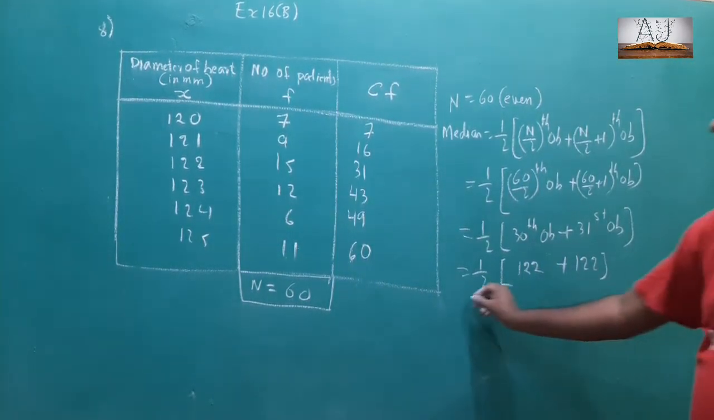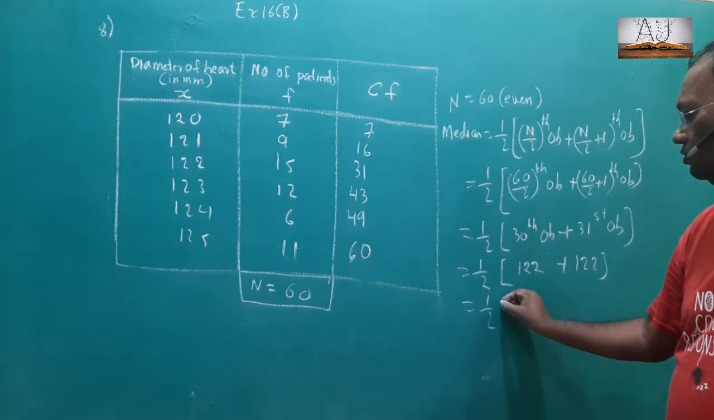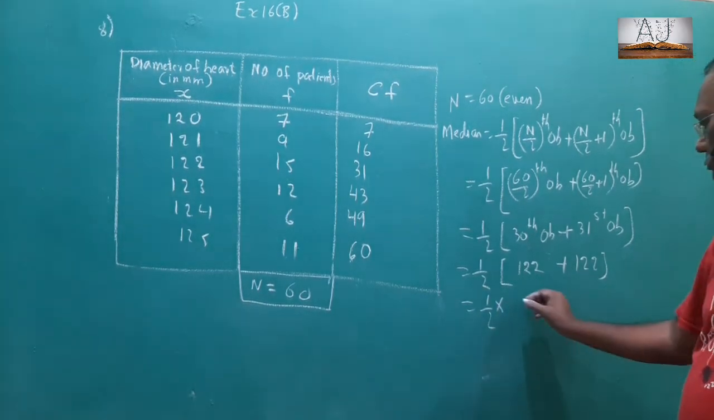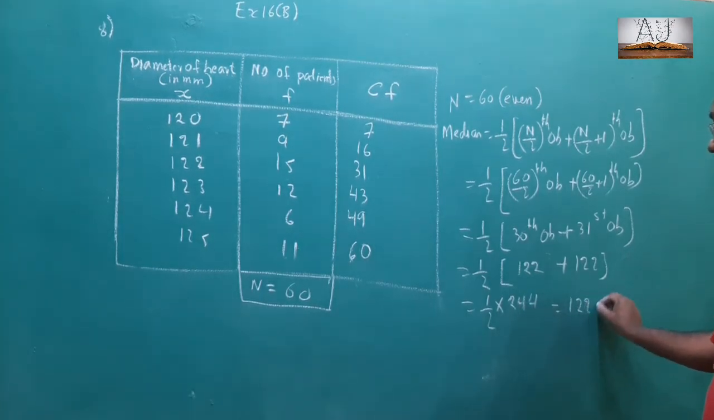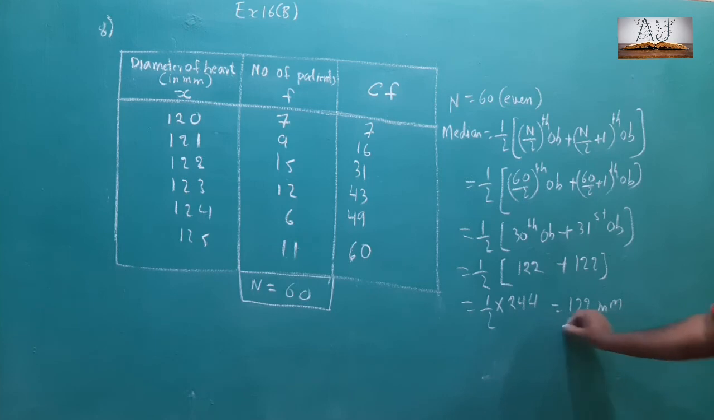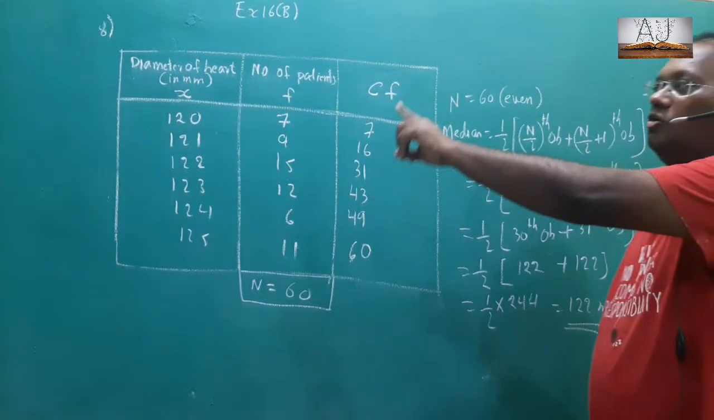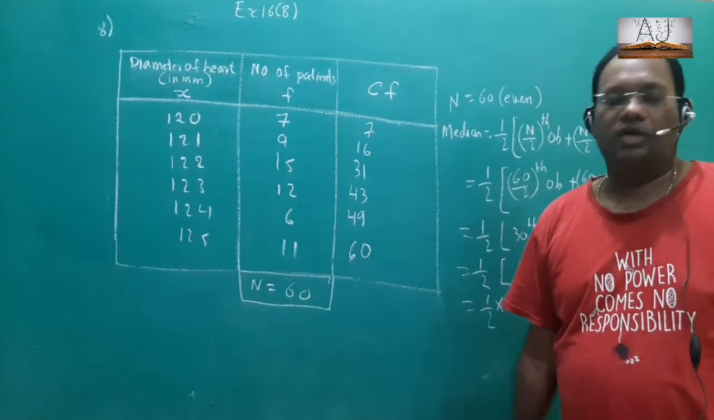Now you have to add them both and divide by 2. Very simple. You'll get the same thing. 244 divided by 2, so it comes 122. Don't forget to write the unit. 122 millimeter is the median diameter of heart. So this is how we do it. I hope you have understood.